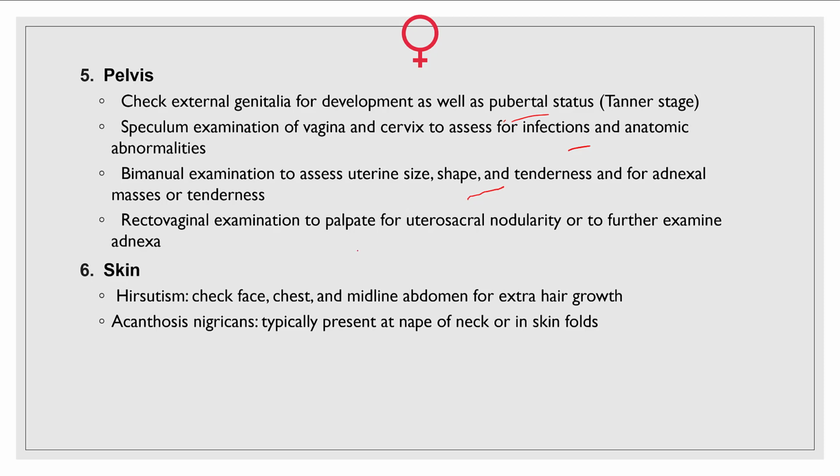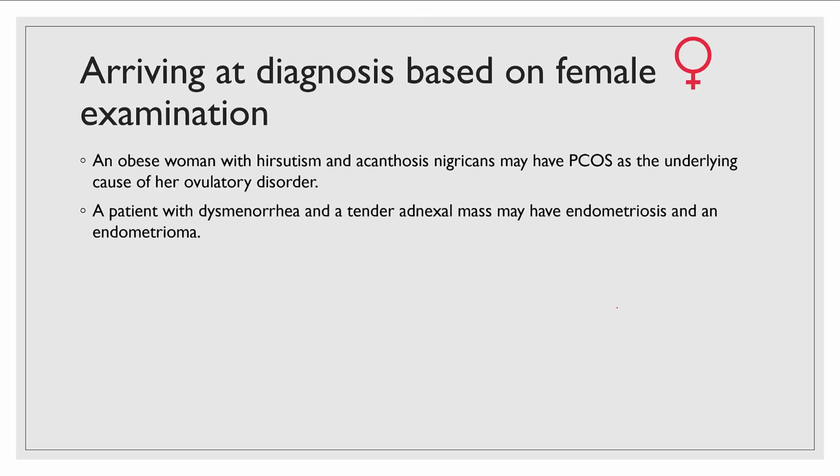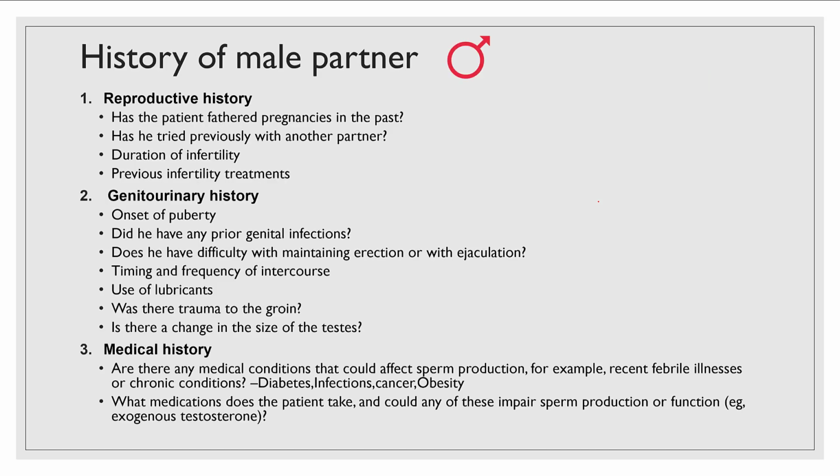Bimanual palpation is essential for you to identify any abnormality in the uterus and the ovaries. PR examination, rectovaginal examination will help you to identify rectovaginal septum endometriosis or pelvic adnexal pathology. Skin for evidence of hirsutism, acanthosis nigricans will help you to identify PCOS. So based on history, you might come to a diagnosis of PCOS or endometriosis or PID, depending on your examination. Or you may come to a working diagnosis. Same with male.